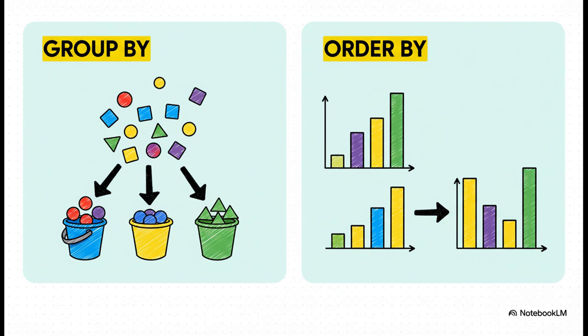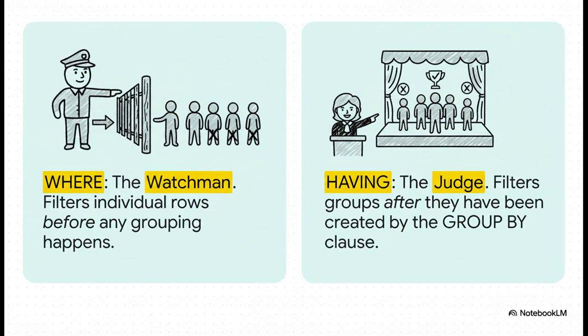So remember, group by summarizes, order by sorts. That's it. And here's another classic duo. Just remember this little story. Where is like the watchman at the gate of a party. He checks every single person, every single row, before they're allowed inside.